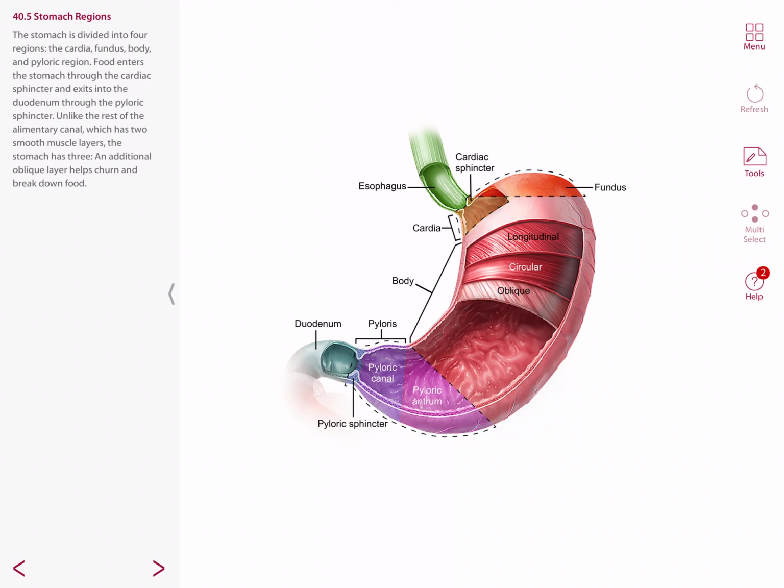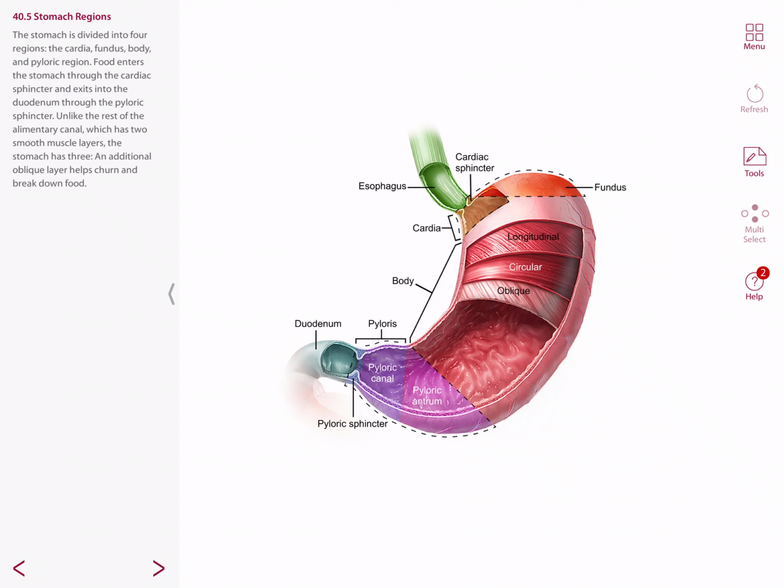Right there where they're labeling body, you can see the three different layers of muscle. We've got the outer longitudinal, inner circular. That's the same as the rest of the alimentary canal. Then on the inside of the circular, though, we've got the oblique layer, which is unique to just the stomach.